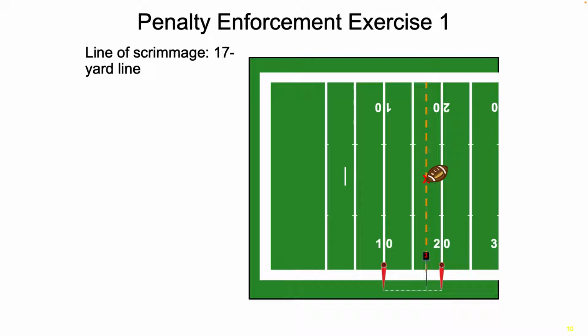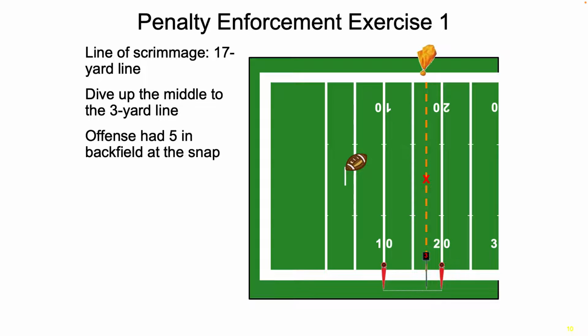So let's look at some plays. Play number 1. Line of scrimmage is the 17-yard line. We got a basic run up the middle to the 3-yard line. And the offense had 5 in the backfield at the snap, so we have a foul that occurred. So let's go through our thought process as we try to determine our basic spot. First question to ask, was this a live ball foul or dead ball foul? Go ahead and shout out the answer as you're watching this video and see if you get them right.